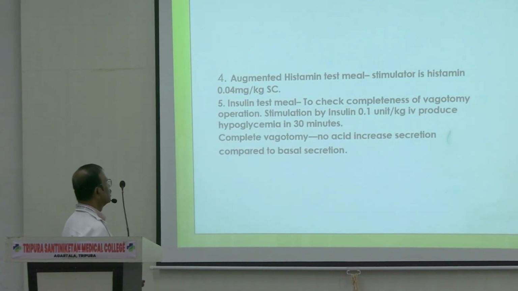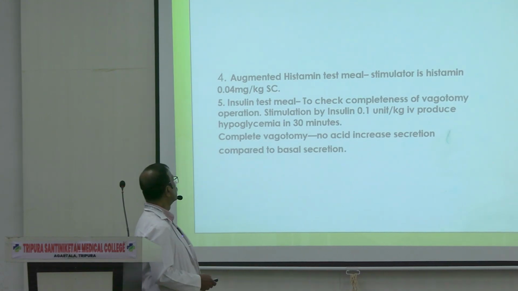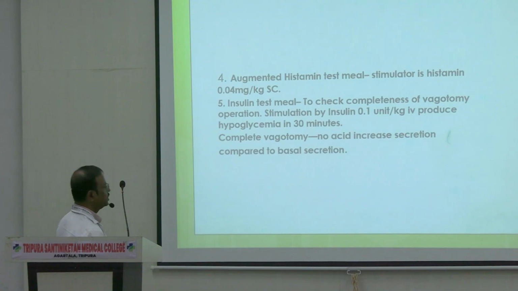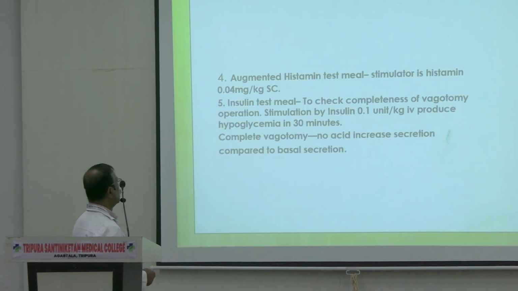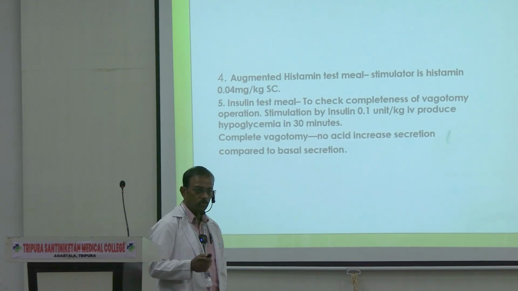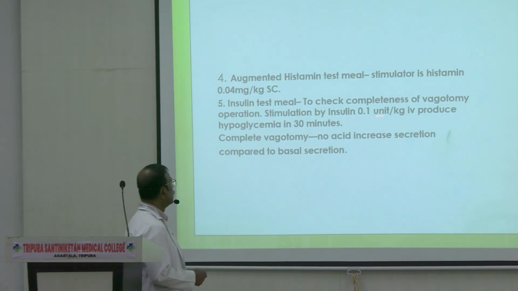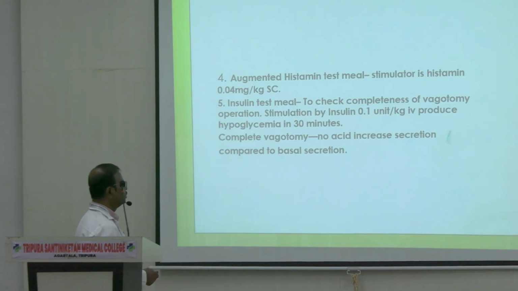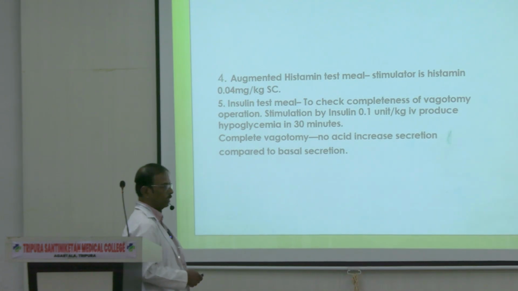Augmented histamine test. Here histamine is used for gastric secretion stimulation. Insulin test meal. Here insulin is given as stimulator. This test is usually done after vagotomy operation.